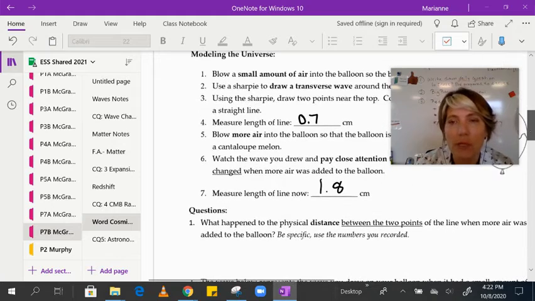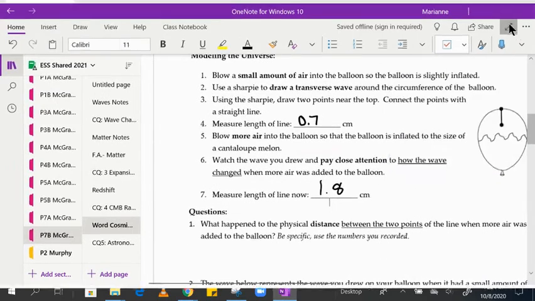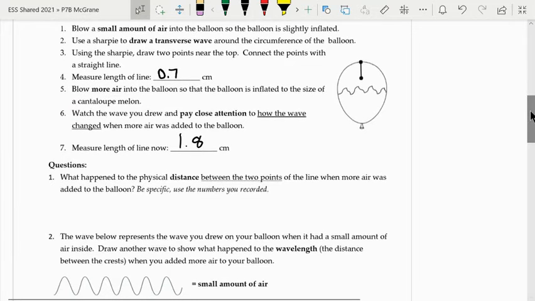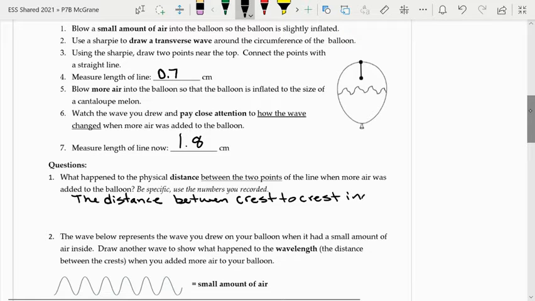All right. So here we have some questions. It said, what happened to the physical distance between the 2 points of the line when more air was added to the balloon? And be specific. So what I'm going to first do is describe it in terms of qualitative data. I'm just going to explain and describe what I saw. So I'm going to say the distance between the 2 points, I'm going to say between crest to crest, increased.